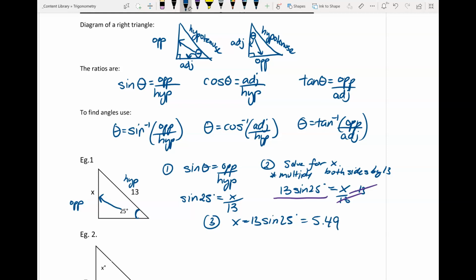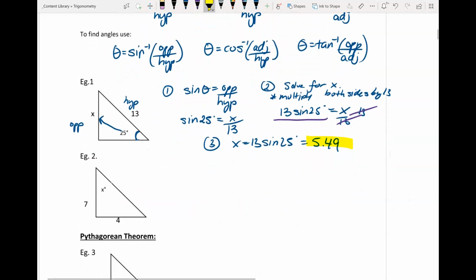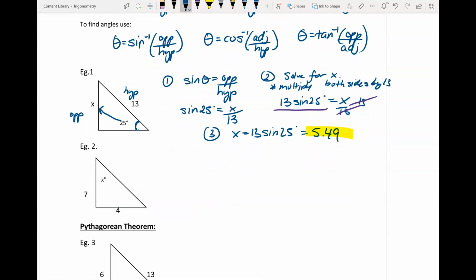So remember that this is a length, it's a missing side. The units were not given to us in the original question, so I'm just going to leave our final answer without any units. Moving on to the next example.